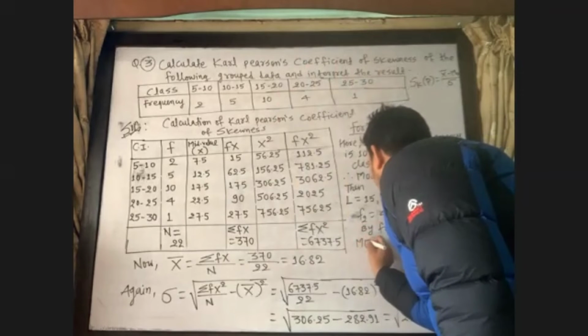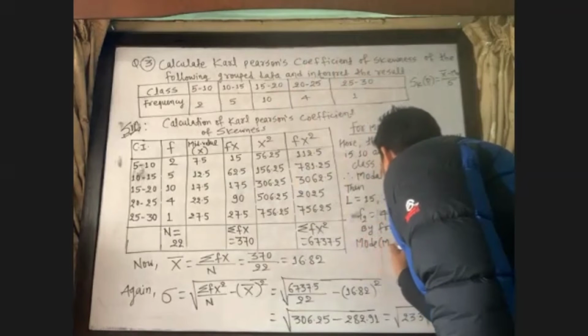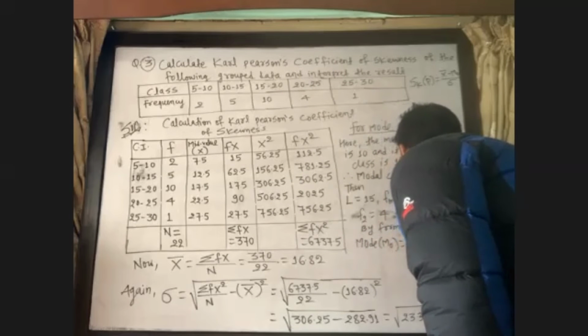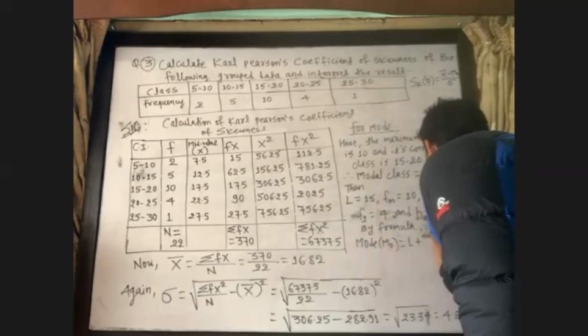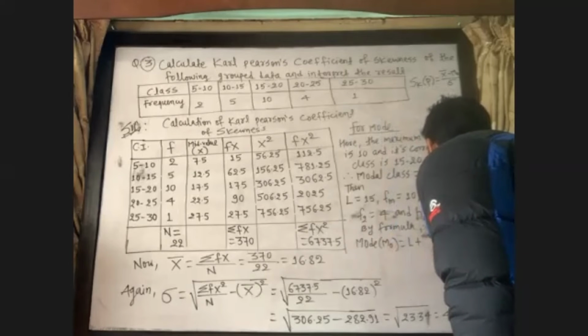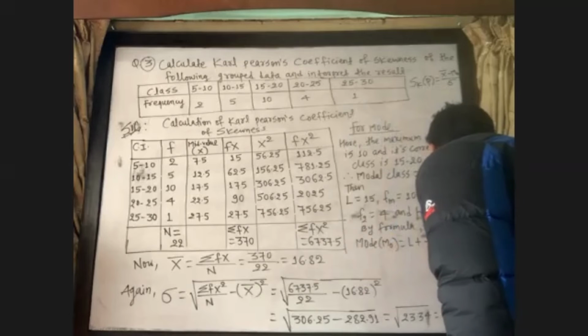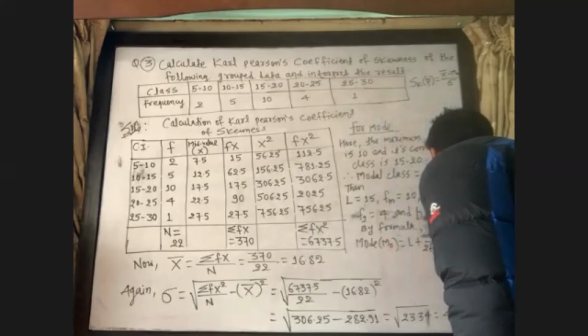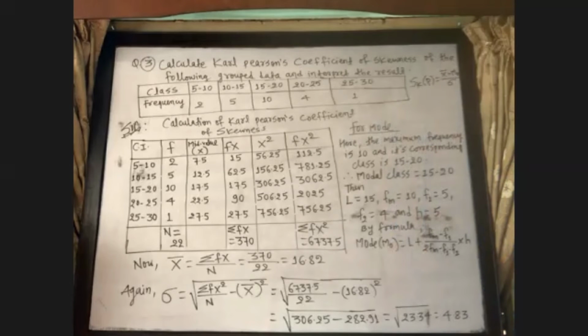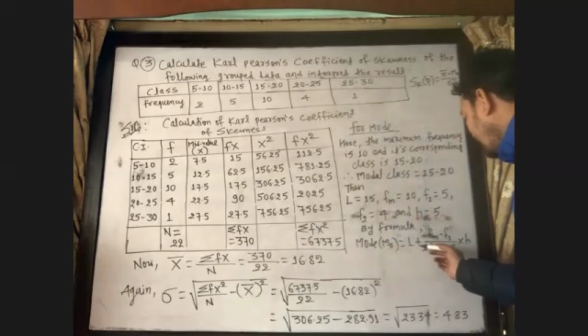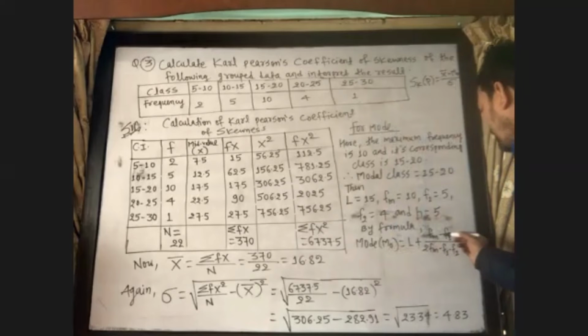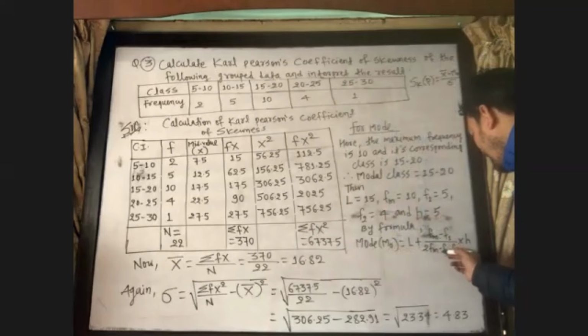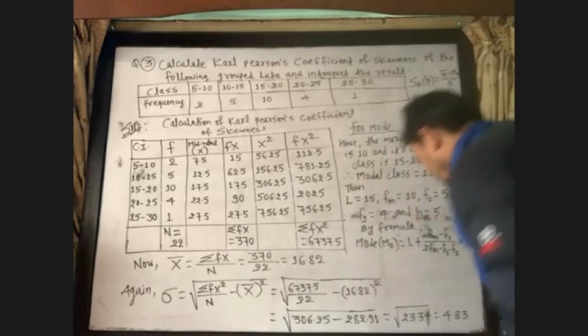Mode. Okay, mode, that is M naught equals to L plus FM minus F1 divided by 2 FM minus F1 minus F2 into H. Okay, this is the formula for mode. Mode find out गर्ने formula के होता है? L plus FM minus F1 divided by 2 FM minus F1 minus F2 into H.